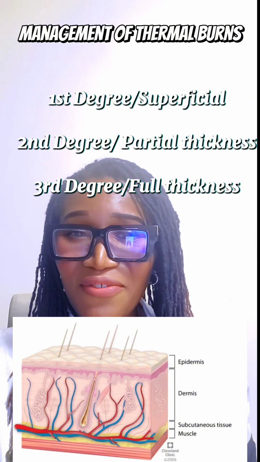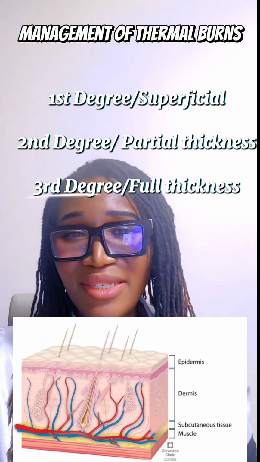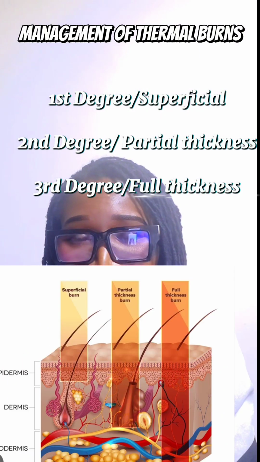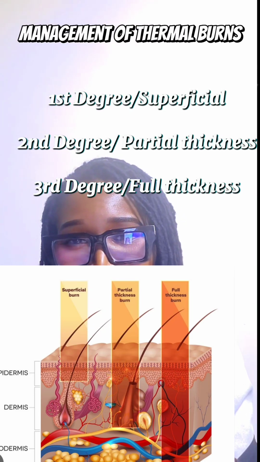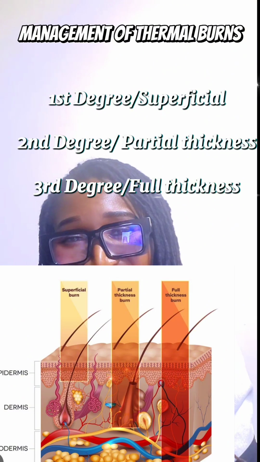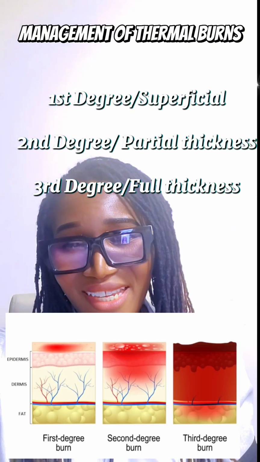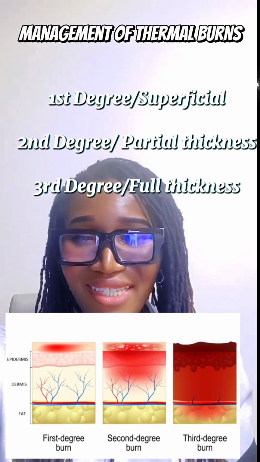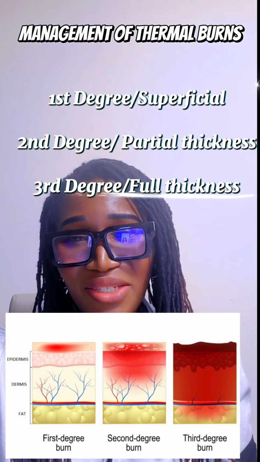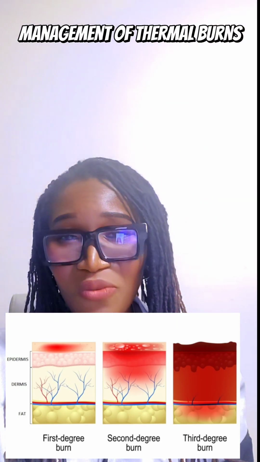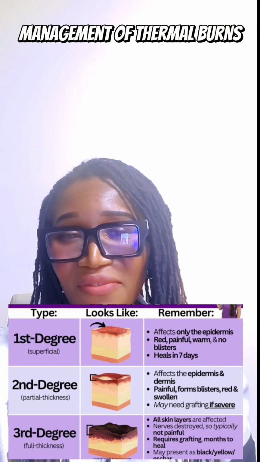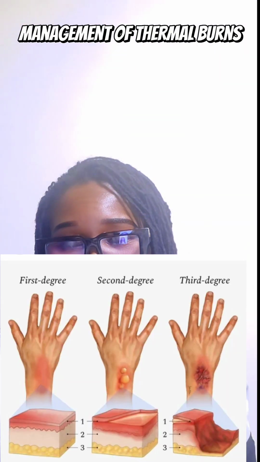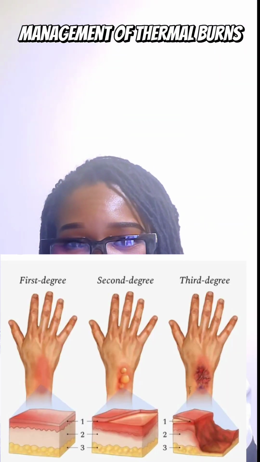We have the first degree burn, which is the superficial burn. It affects just the top layer of the skin, which is the epidermis. And we have the second degree burn, or the partial thickness burn. These affect the top layer and the second layer, which is the epidermis and the dermis. And we have the third degree burn. This is the full thickness burn. It affects all three layers of the skin. It affects the epidermis, the dermis, and the subcutaneous tissues.